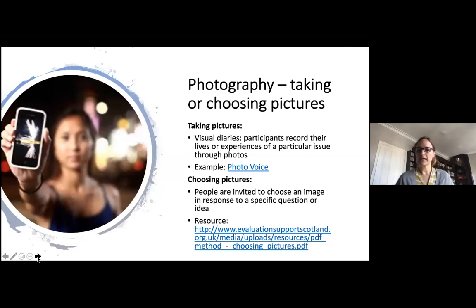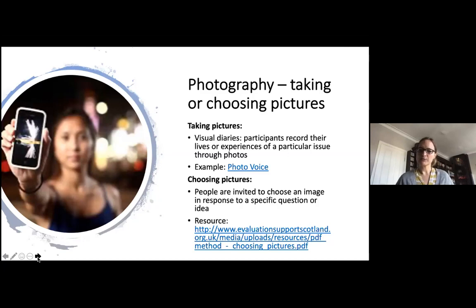Then the second form of using photography is choosing pictures. In that case, you would invite people to choose an image in response to a specific question or idea. So you would ask them a question and then ask them to choose an image that comes closest to how they feel about a certain subject, or that comes closest to their experience. So, it can really become a prompt in that kind of discussion. Why did they choose that specific image?